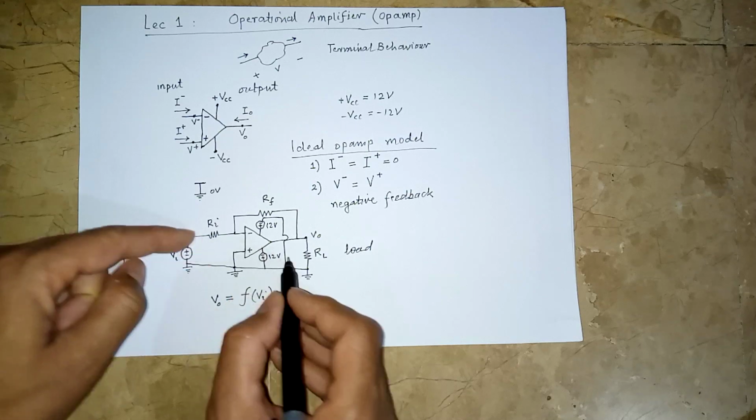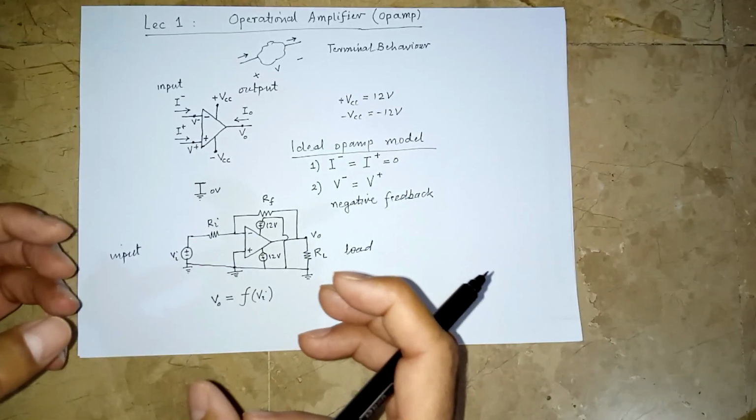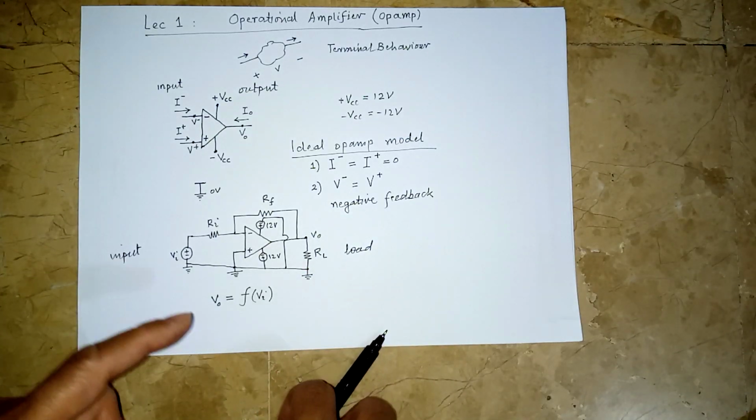But we usually do not consider these in our normal operation of the operational amplifier in the linear region. In the next video, we will see how we will solve this circuit.